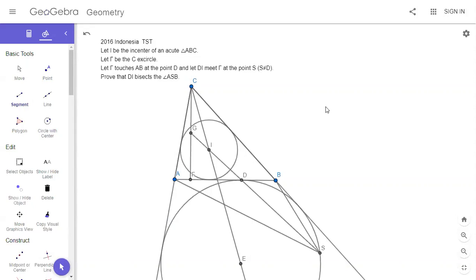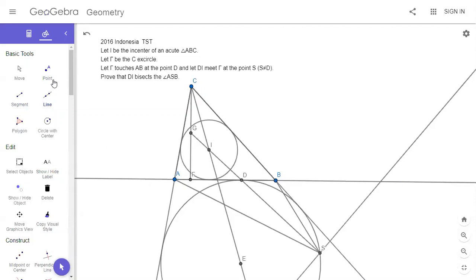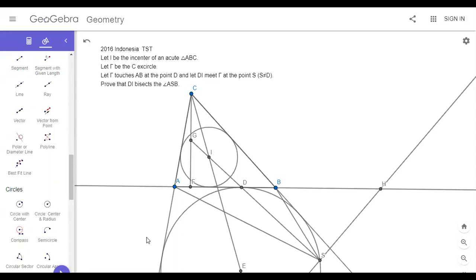So let's see, we can use the angle bisector theorem. I feel like projective geometry might be useful. If I drop a perpendicular to that, then I want to show that A, B, and H are in harmonic conjugation. Let's see, can you draw the circumcircle of SBC? I can draw that.